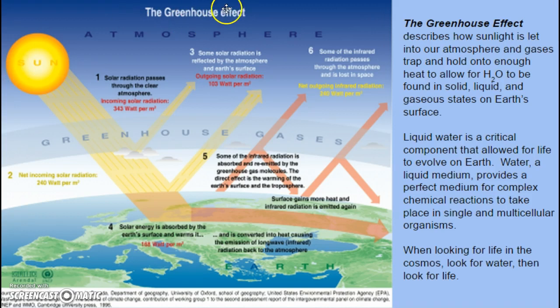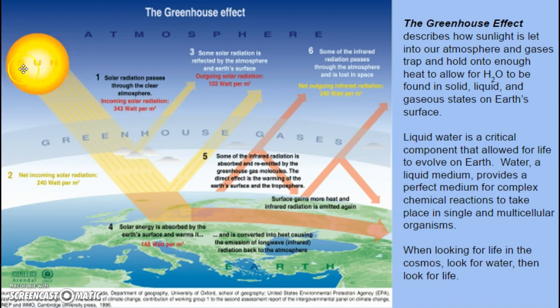So now we've come to the greenhouse effect. We continue to talk about light. The greenhouse effect describes how sunlight is let into our atmosphere and gases trap and hold on to enough heat to allow for liquid water, or for water, H2O, to be found in a solid, liquid, and a gaseous state. Liquid water is a critical component that allows for life to evolve on Earth. Water, a liquid medium, provides the perfect medium for complex chemical reactions to take place in single and multicellular organisms. So when looking for life in the cosmos, we look for water, and then we look for life.